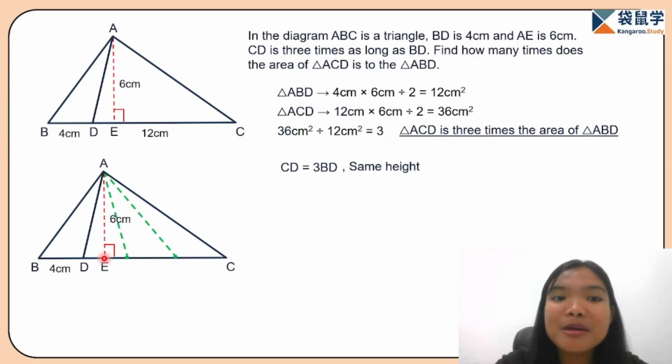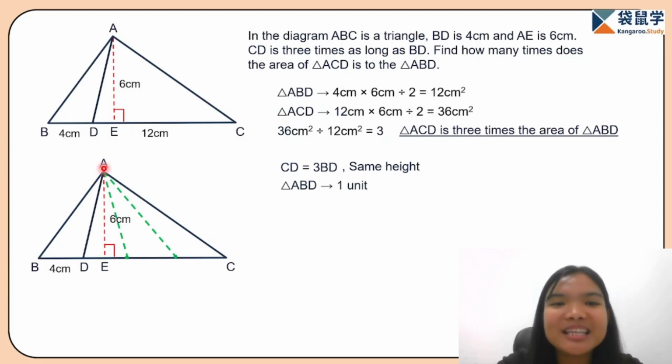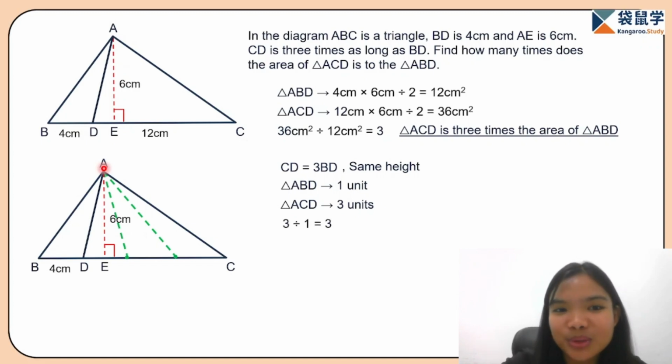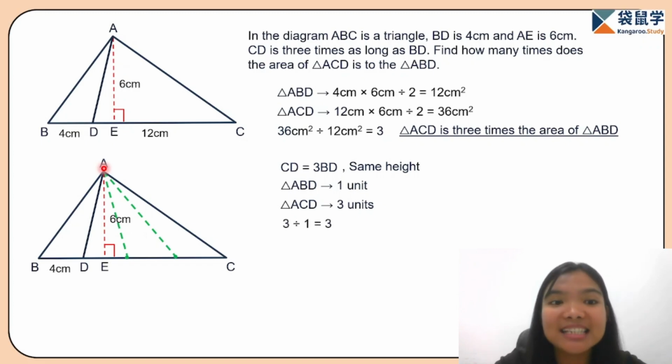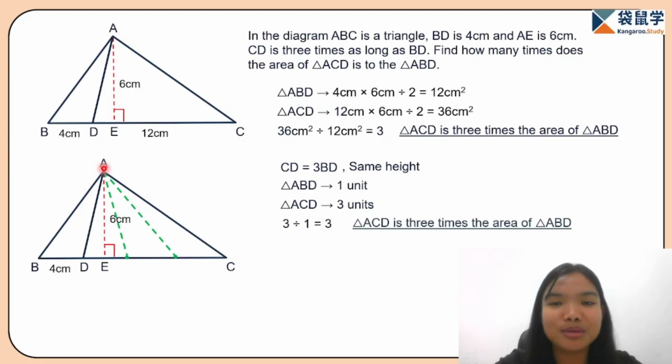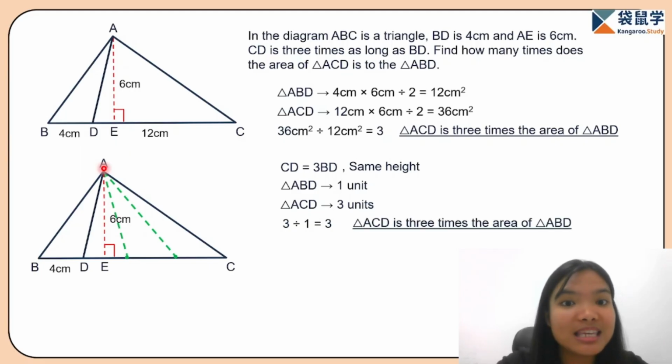So, let's say ABD is 1 unit. Then how about triangle ACD? It will be 3 units. So solving for the number of times, we have 3 divided by 1, that is equal to 3. So which means triangle ACD is 3 times bigger than triangle ABD.